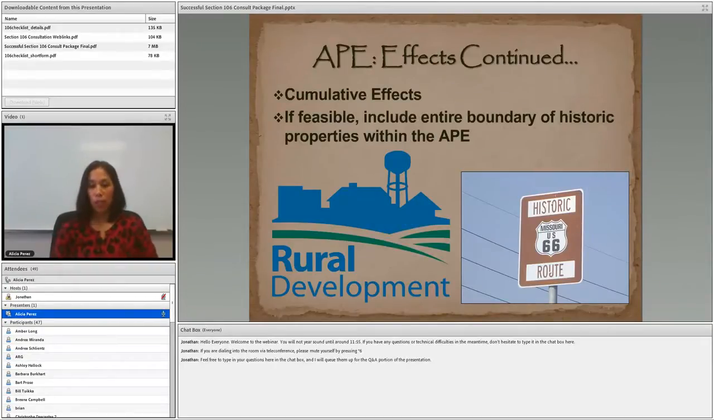So additional effects to consider are cumulative effects. So those are effects that may not happen in the immediate, but perhaps will happen later in time. And when feasible, you want to include the entire boundary of historic properties within the APE. This might not be feasible when you have a very large district that perhaps encompasses a great amount of acreage, or a linear historic property such as Route 66. But you want to make sure that you take into account the effects that your undertaking will have on the historic property as a whole. So that's something to keep in mind.